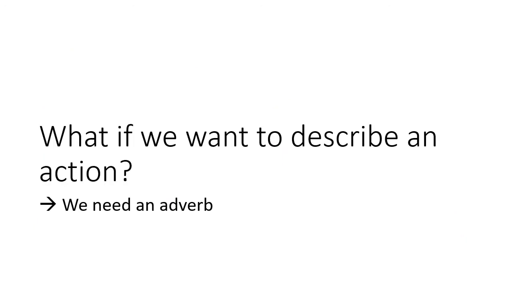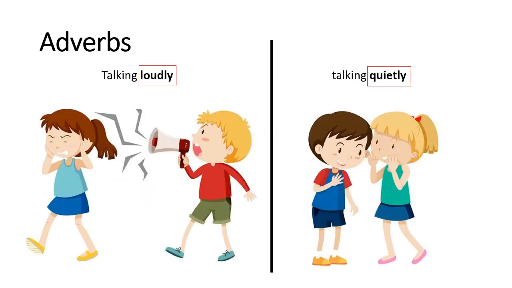But what if we don't want to describe a person or thing, but an action? In that case, we need an adverb. Look at these 2 pictures. In both pictures there is somebody who is talking, but of course they are not talking the same way. One of them, the little boy, is talking very loudly, while the other one, the little girl, is talking very quietly.